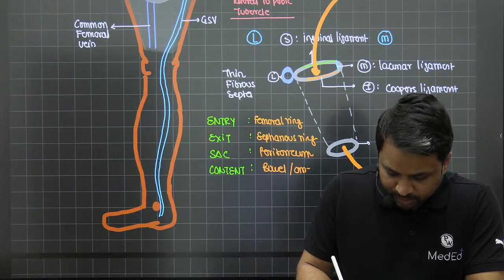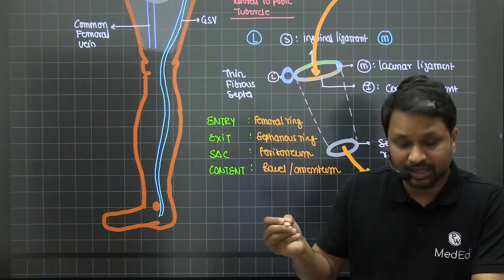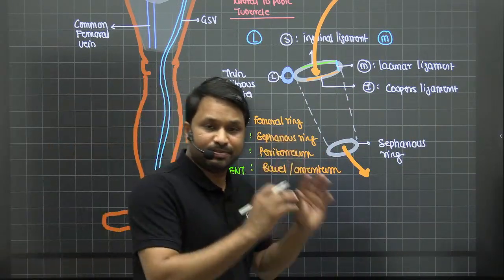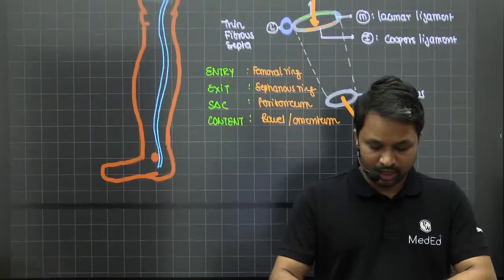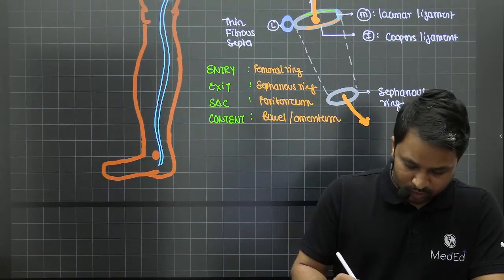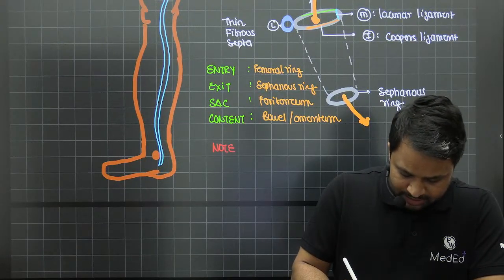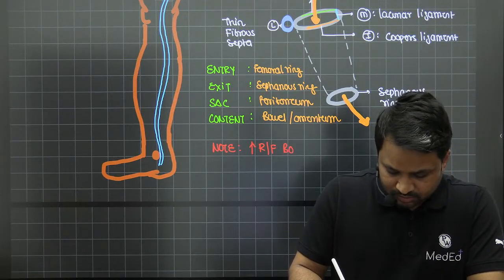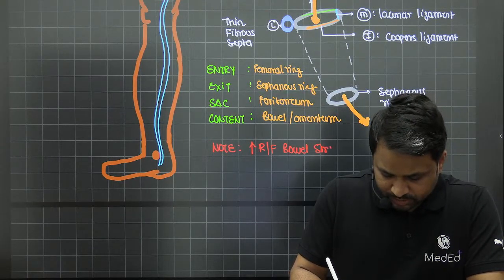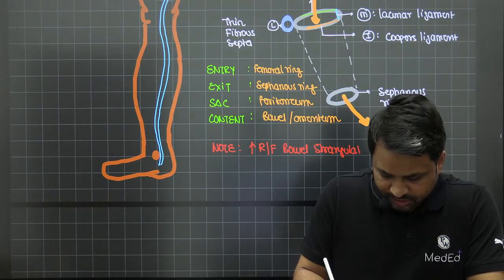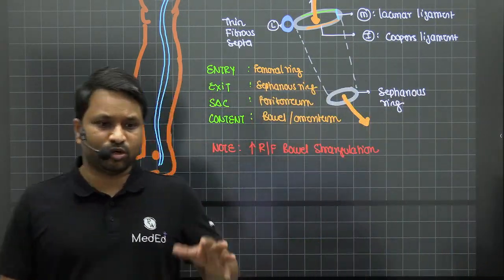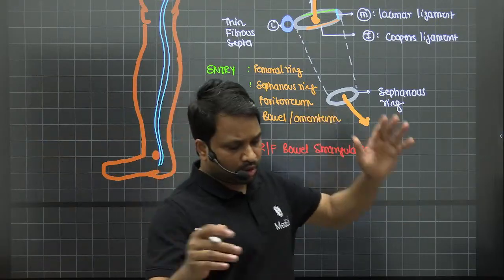One thing that you have to remember is that the probability of bowel strangulation is much higher in femoral hernia. So as a note point before we move down, you can say that there is increased risk for bowel strangulation that can occur in femoral hernia. That's how simple the component is.